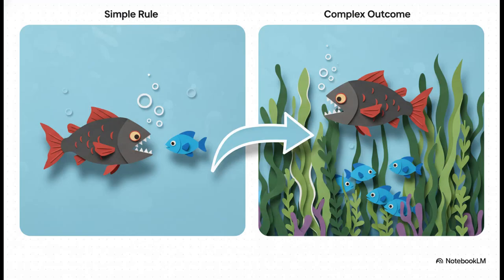And this is where the real magic happens. The developer never coded a rule that said, hide in the kelp. They just programmed the fish with a simple instruction: flee from predators. But through trial and error, the fish's neural network learned that when it's inside a plant, the danger signals go down. That unplanned, intelligent-looking strategy is what we call emergent behavior. It wasn't programmed, it was discovered.